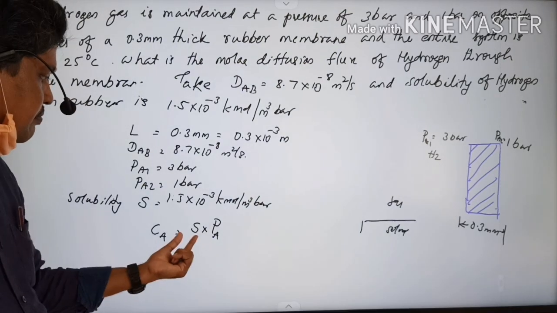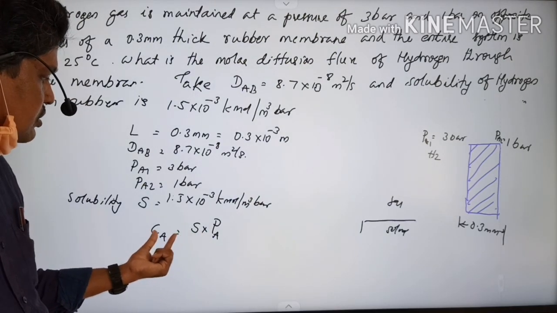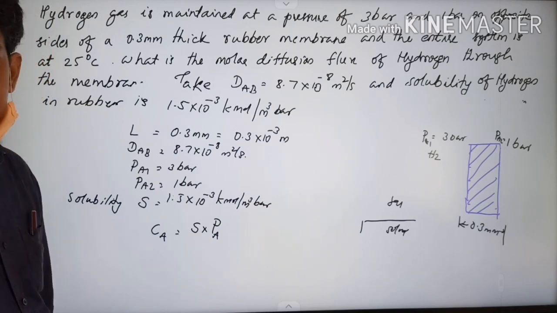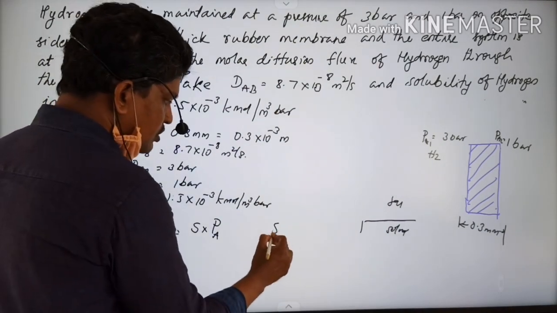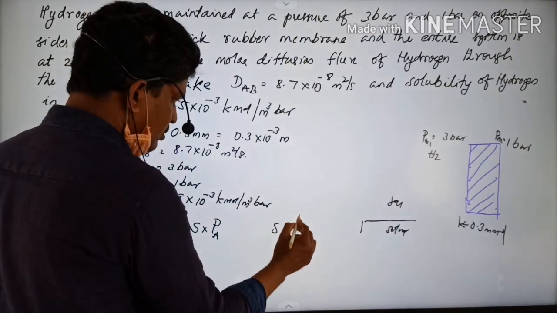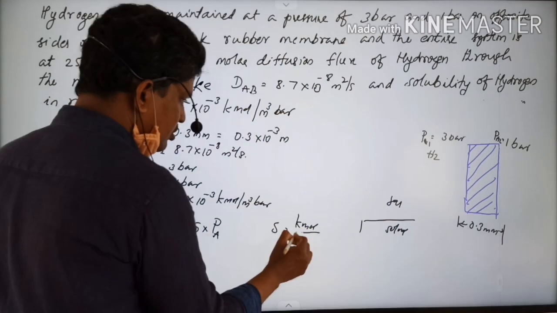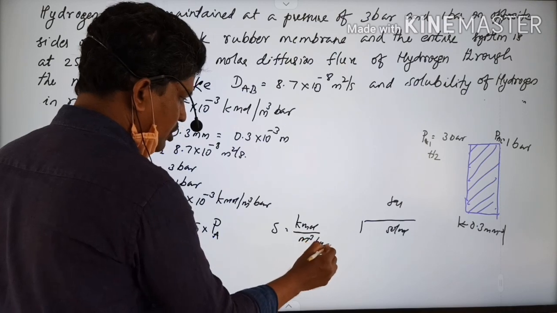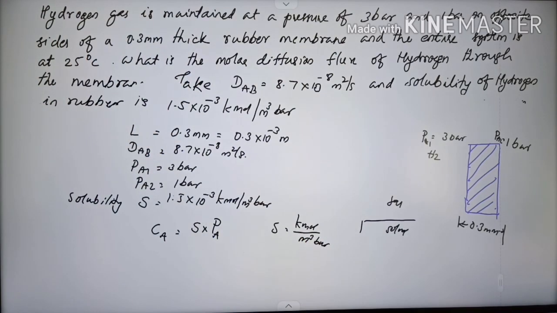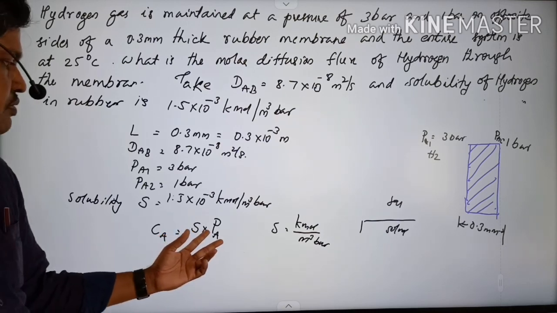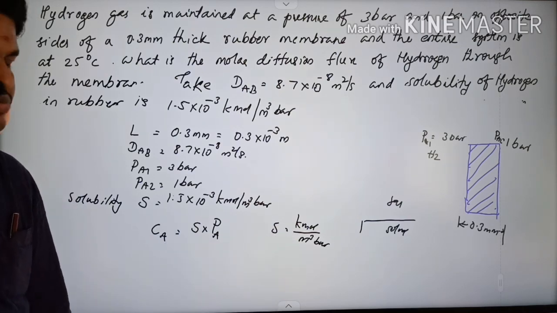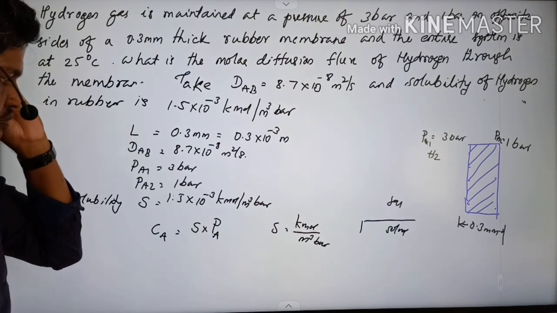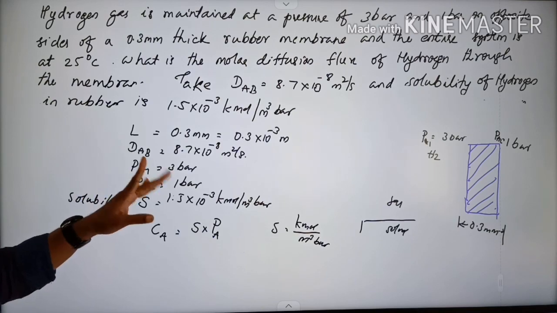That is a constant, so the concentration is equal to solubility into the partial pressure. Here the unit of solubility is kilomole per meter cube bar, that is, per unit pressure. So if we multiply the solubility with the partial pressure of the gas, it gives the concentration in kilomole per meter cubic. So you can find out CA1 and CA2.